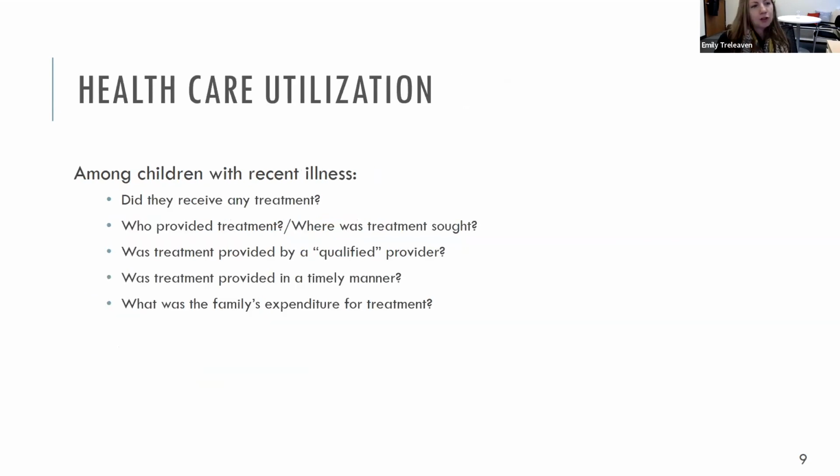And then finally, for children that are recently ill, we can assess their healthcare utilization and potentially their treatment outcomes. So did they receive any treatment? If so, how soon after illness onset? Who provided the treatment, or where was it sought, at a health facility by a qualified skilled provider? And then potentially what types of expenditures families had for treatment.